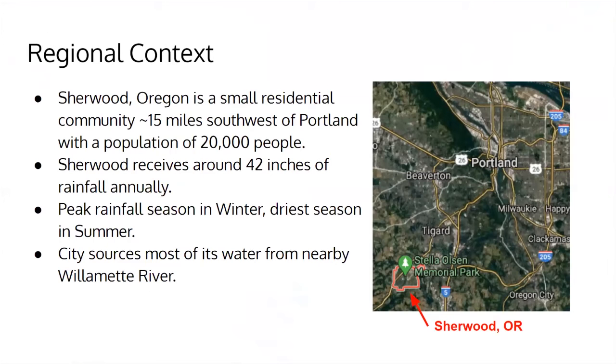So, a little bit of regional context on Sherwood High School. It's located in Sherwood, Oregon, which is a small residential community about 15 miles southwest of Portland and only has a population of about 20,000 people. Sherwood receives around 42 inches of rainfall annually, with a peak rainfall season in winter and a dry season in summer, and the city sources most of its water from the nearby Willamette River.